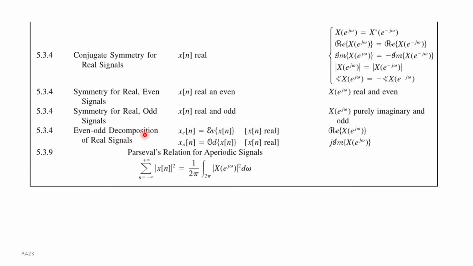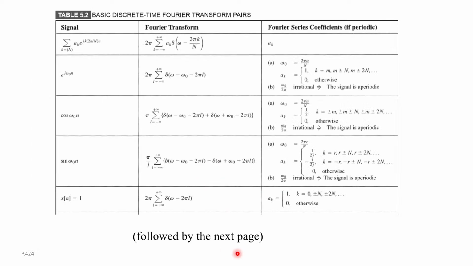Okay, and then you have the even-odd decomposition. I think it is the same as the upper thing, so let's not go over it again. And finally you have Parseval's relationship: energy in the time domain equals energy in the frequency domain, but you need to divide by 2 pi, and the integral is only over a period.